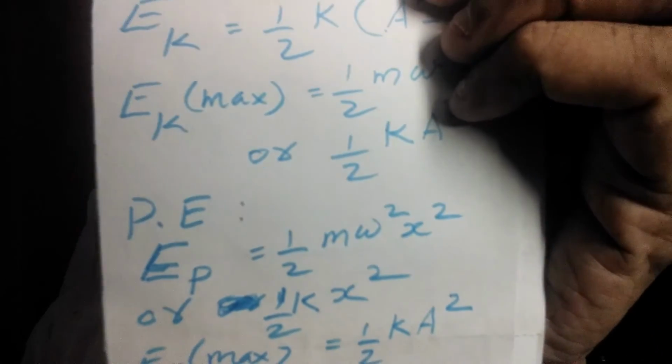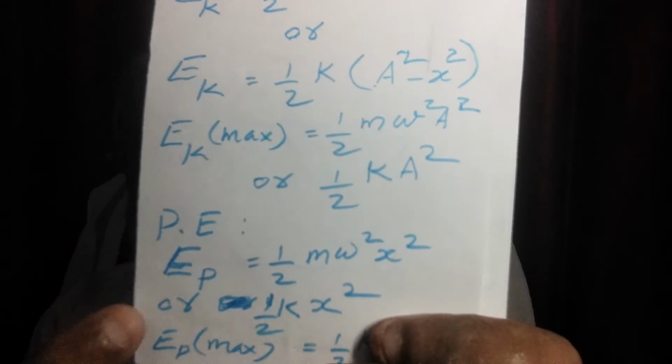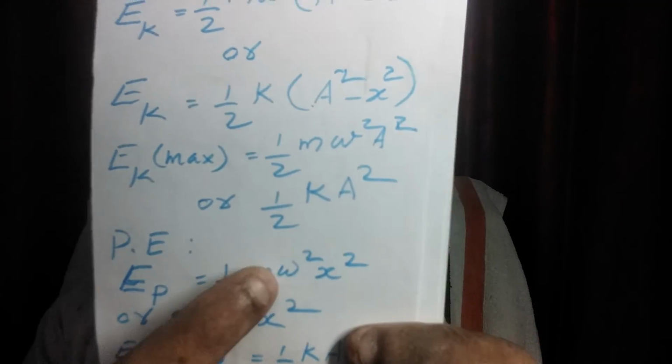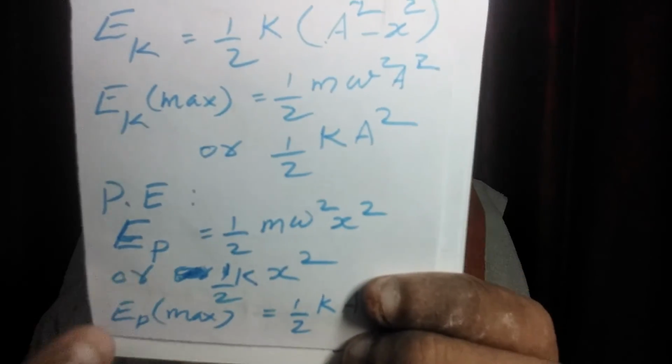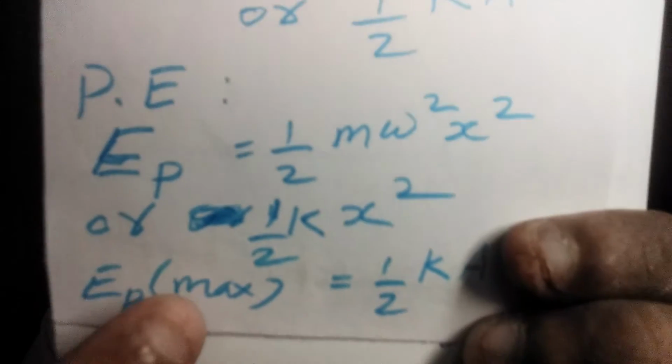Now potential energy. This has got potential energy because restoring force is a conservative force. I will discuss it later. Within a few postings, I will discuss it in detail. So every conservative force is associated with potential energy. We will study it. Our potential energy expression is given by EP equals half m omega square x square, or m omega square is k, so potential energy EP equals half k x square.